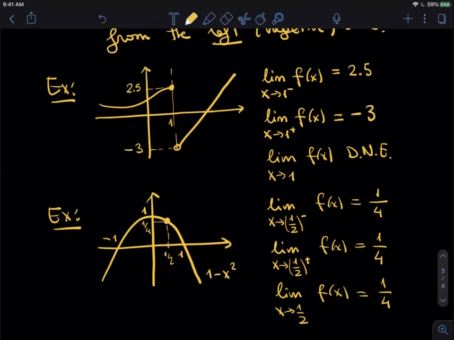How do I know that? Well, I know from the picture. But now here we have some indication. You see somehow the two one-sided limits coincide. So that will be important. We will continue exploring these ideas in the next videos.